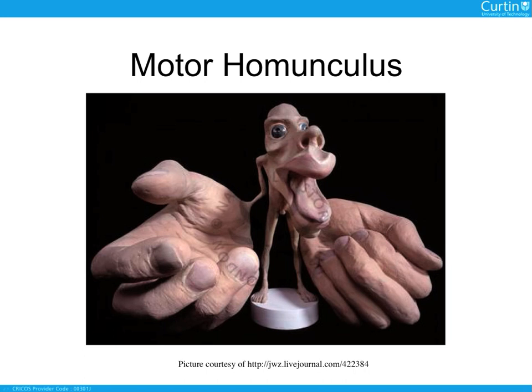Cool, so here's the motor homunculus. This is what the body would look like if we represented the areas of the body with how many motor neurons are dedicated to that part of the body in the primary motor cortex. So you can see very large hands, very skinny legs, larger feet, but a huge face because we need lots of motor neurons for facial expression.